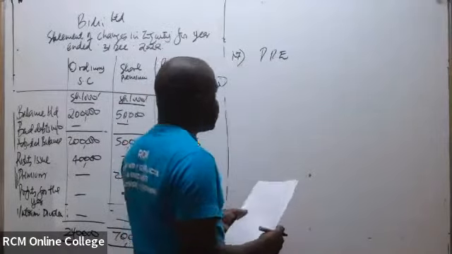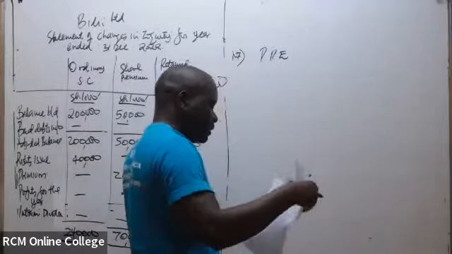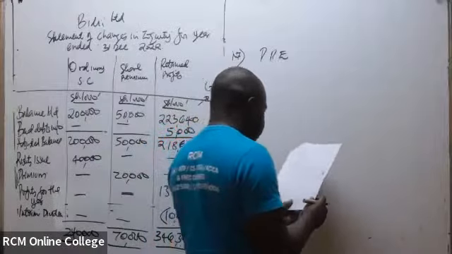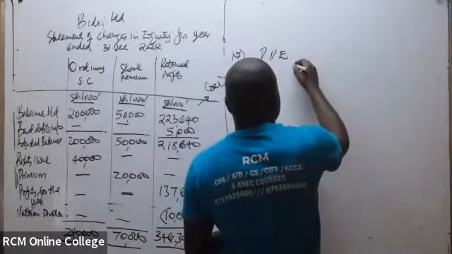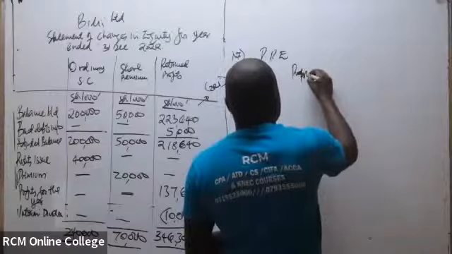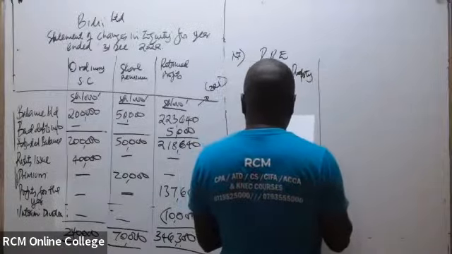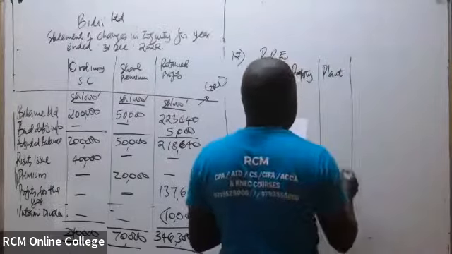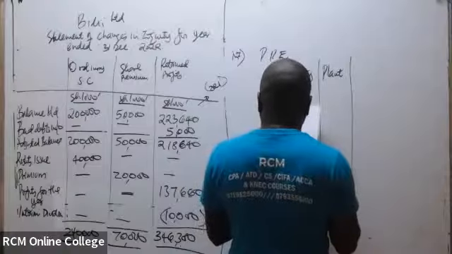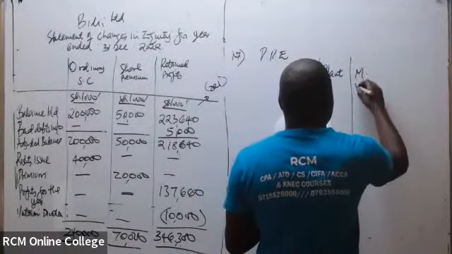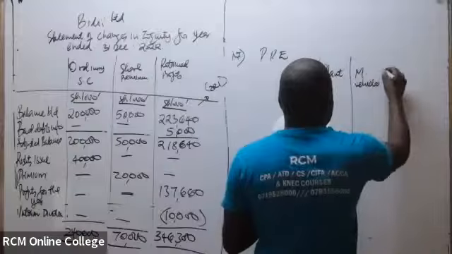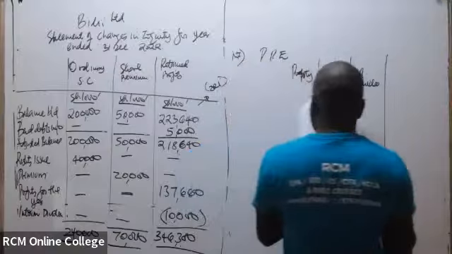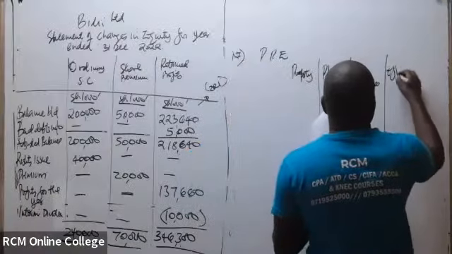In this case, we'll have to identify what we have as property, plant, and equipment. So we have property, including buildings. We have plant. We have motor vehicles. Then in this case we have office equipment.